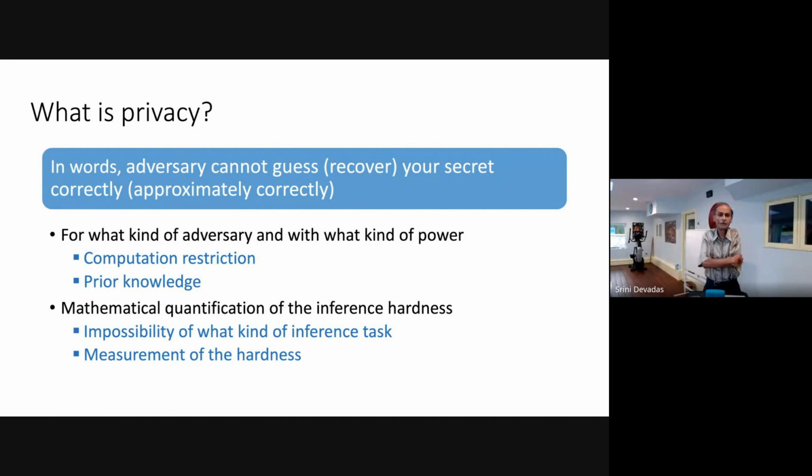So you have to specify the prior knowledge of the adversary. You can think of this as including the context in which the adversary is trying to run their inference task. Now you also have the mathematical quantification of inference hardness. So again, do you want 80% of the secret key bits and that's enough, or do you need 100%?